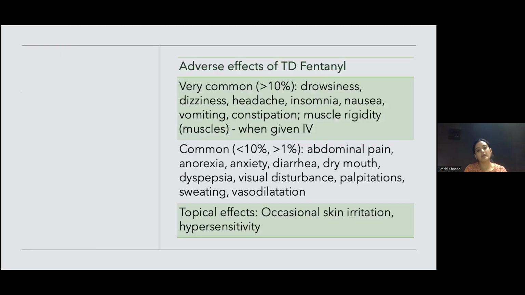Okay. Coming to adverse effects of transdermal fentanyl, actually, I think the slide came before the total adverse effects slide that I'm coming to, like overall opioid adverse effects also. But these are more or less the overall adverse effects of opioids. So we have drowsiness, dizziness, headache, insomnia, nausea. Drowsiness and nausea vomiting usually are what we develop tolerance to, and so they may last for a few days and then disappear. Constipation is one side effect which does not disappear. And then you can have sometimes muscle rigidity when given IV.